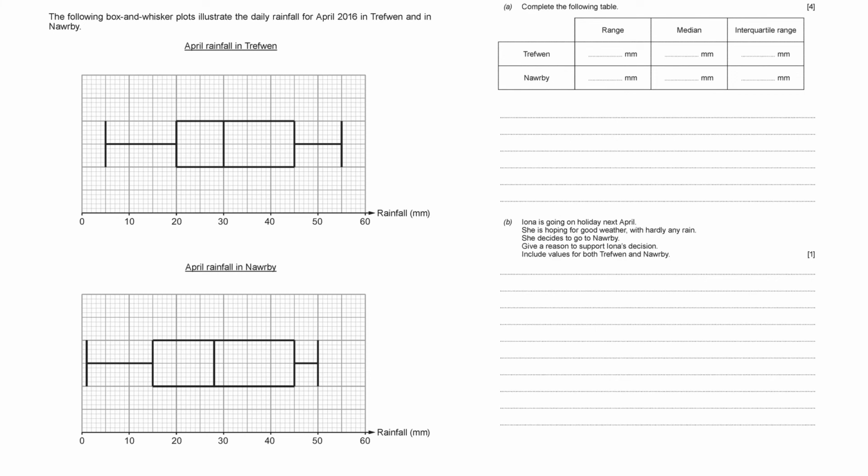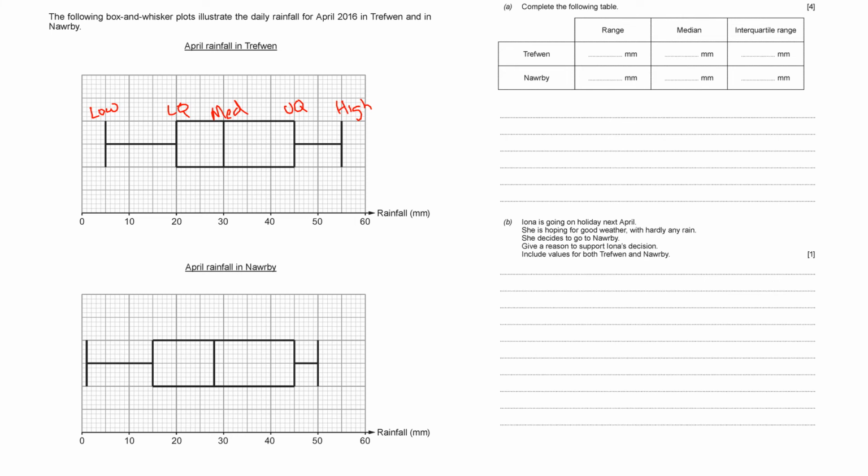Okay, so box and whisker diagrams, very similar to cumulative frequency. We have 5 values here though: a low, a lower quartile, a median, an upper quartile, and a high value. Same here. This is a rainfall question about the rainfall in Trefwen and the rainfall in Norby or Narby.